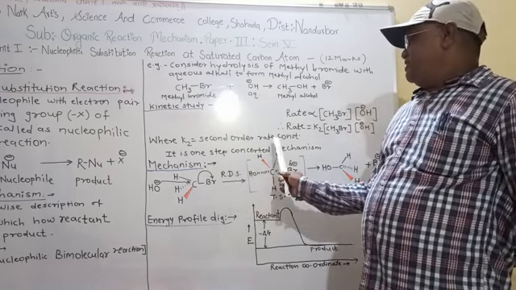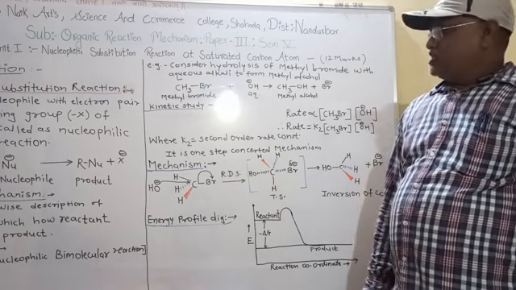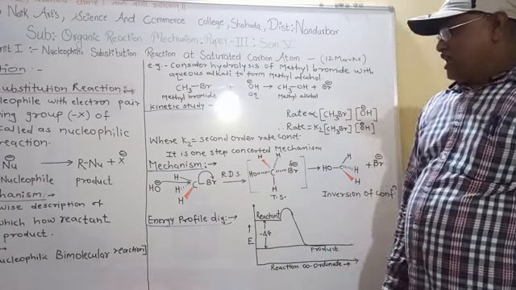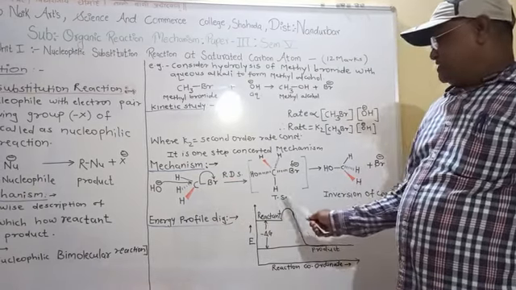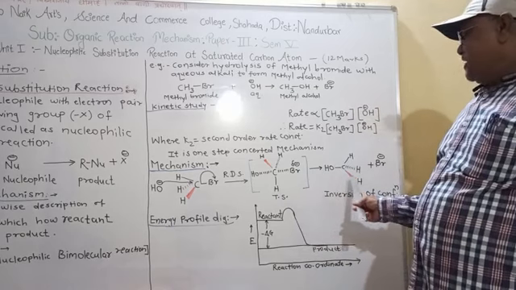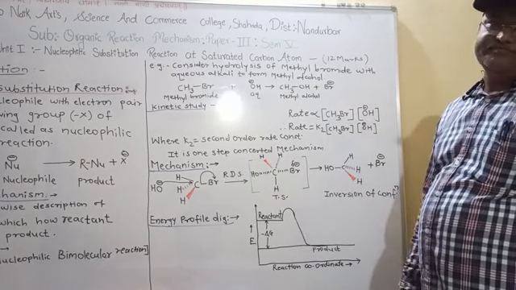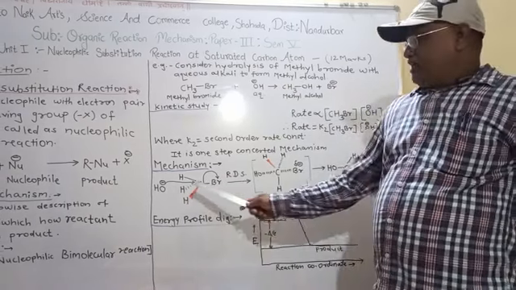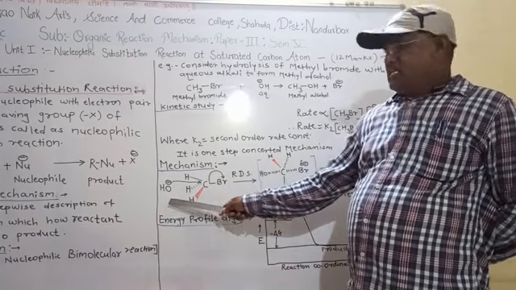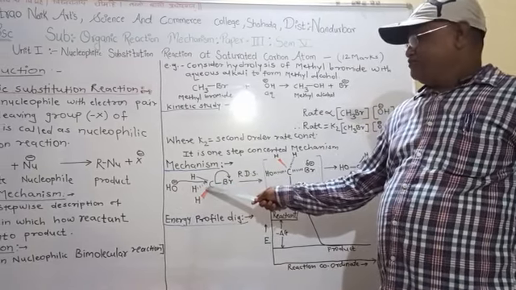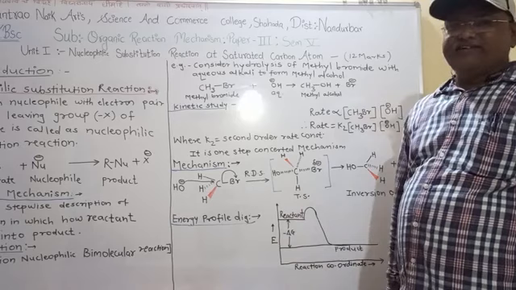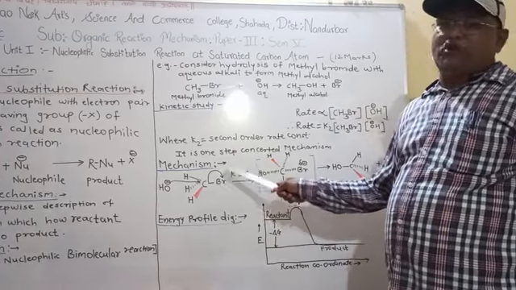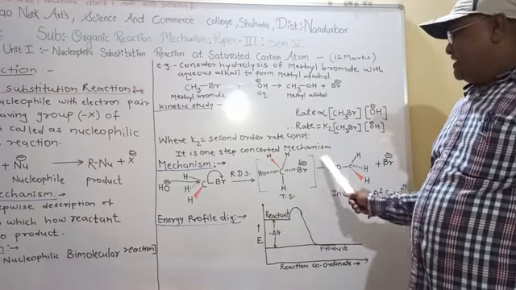Now it is one step concerted mechanism. Now the mechanism is represented like this. Now this is methyl bromide, this is transition state, and this is final product, that is methyl alcohol. Now in this mechanism, the nucleophile OH negative attacks from the opposite side of C-Br bond, and Br leaving group leaves its position from the front side to form a transition state.